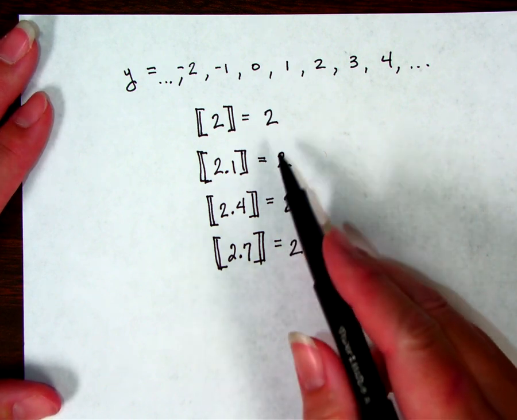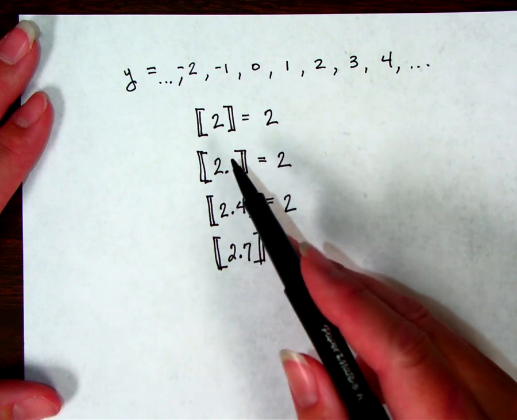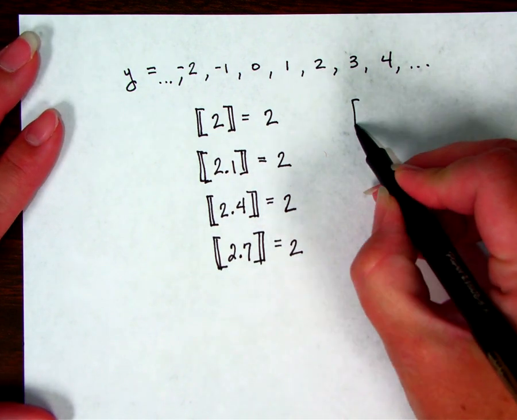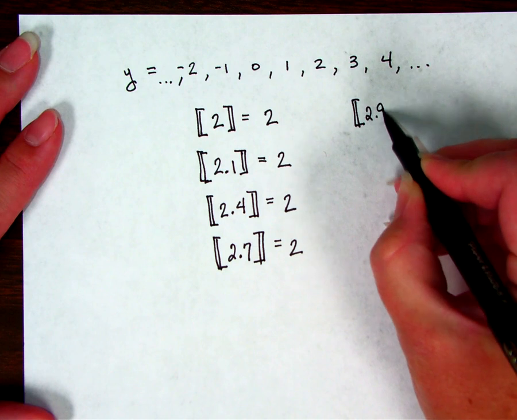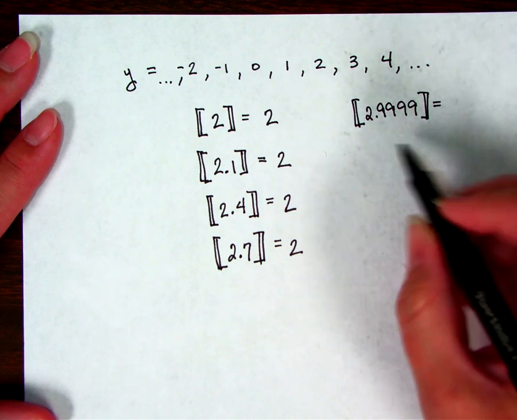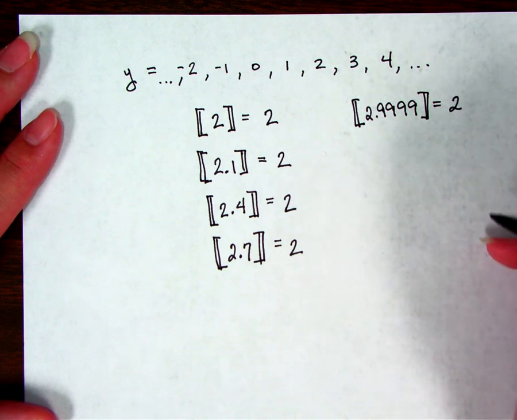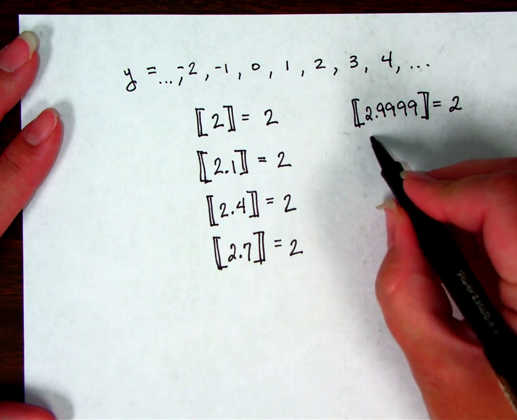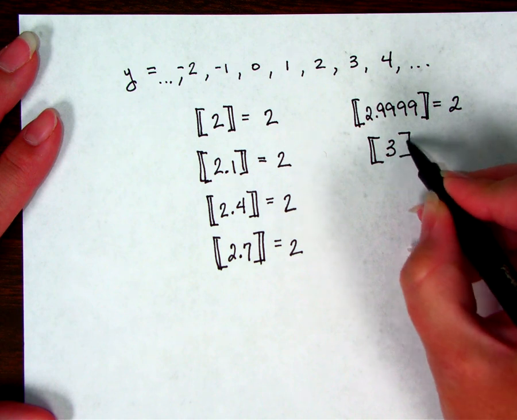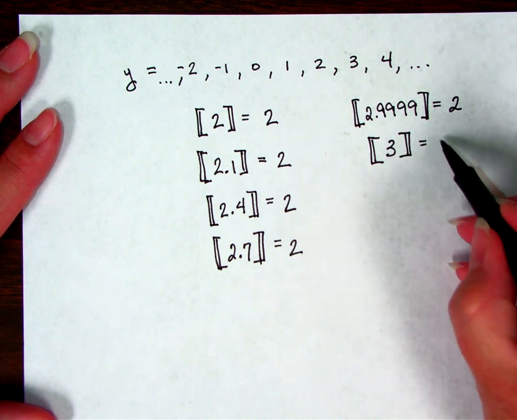And I would continue to get 2 for any number that I pick to put inside the greatest integer between 2 and 3. So I could even pick, say, 2.9999. And the greatest integer that's still a part of this number is still 2. But when I go just a little bit bigger, so if I go to 3, well, now the greatest integer that's a part of this number is 3.